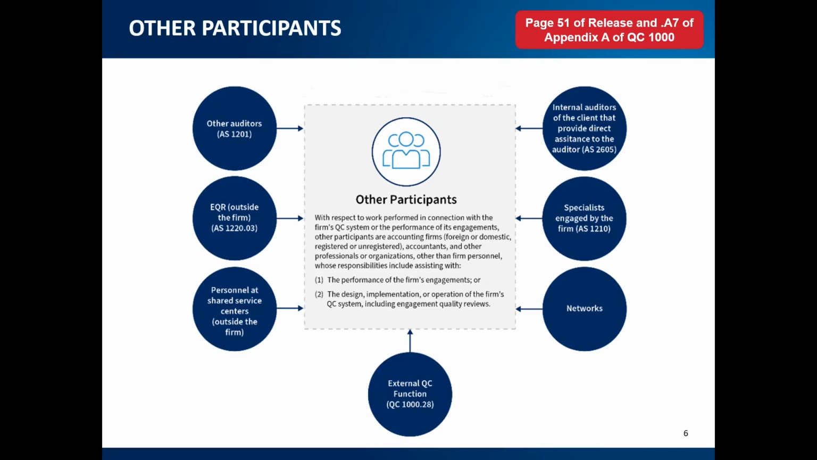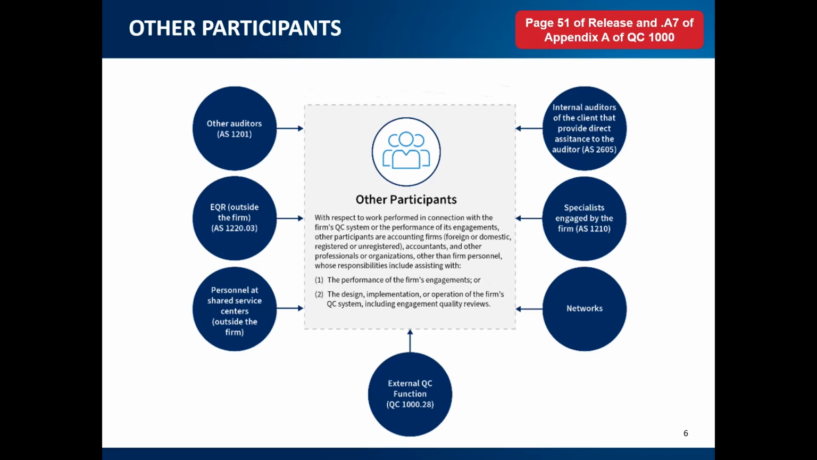Let me illustrate. If a firm uses the work performed by or receives direct assistance from a company's internal auditors to obtain evidence about the effectiveness of internal control over financial reporting, it may need to follow specific policies and procedures to assess the internal auditor's objectivity and competence. In another example, if a firm engages specialists in the performance of its engagement, it may need to follow specific policies and procedures related to information to be communicated to these other participants in order to enable them to understand and carry out their responsibilities related to the performance of the engagement.